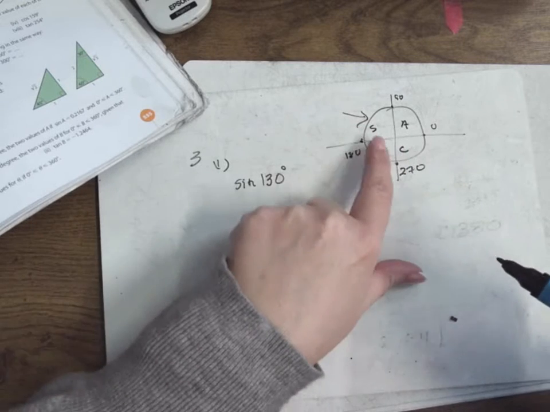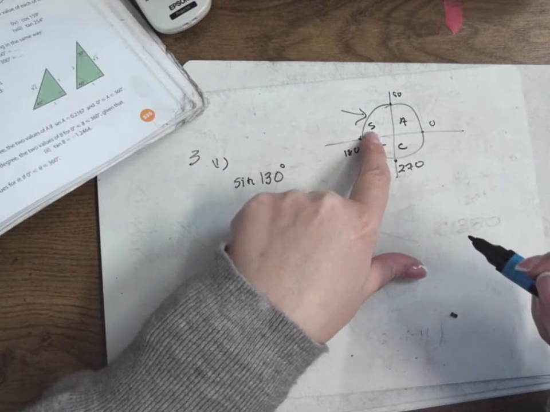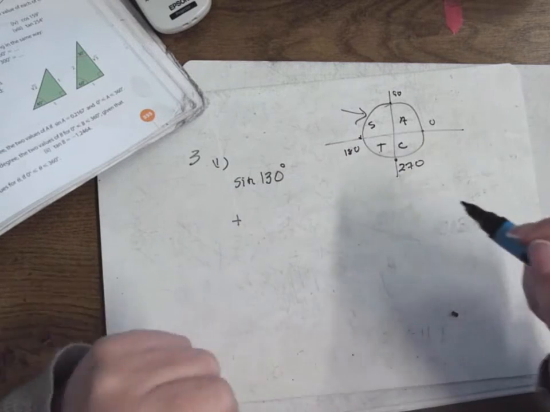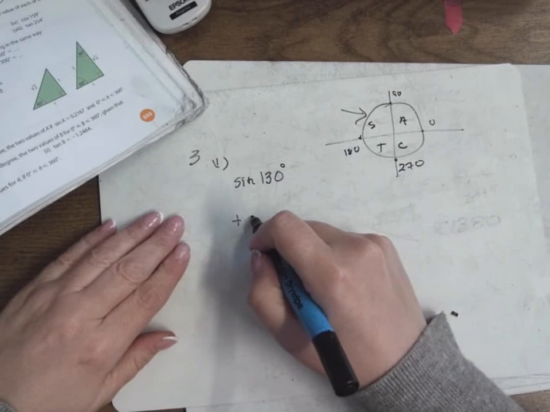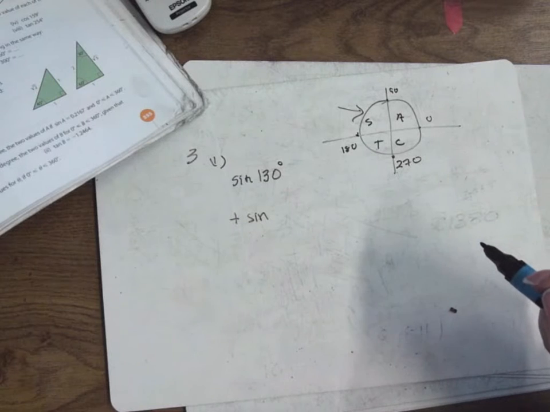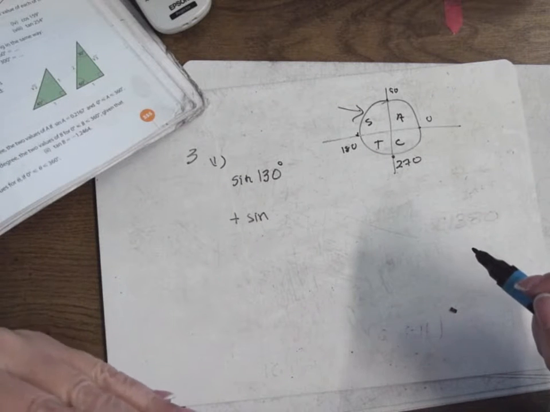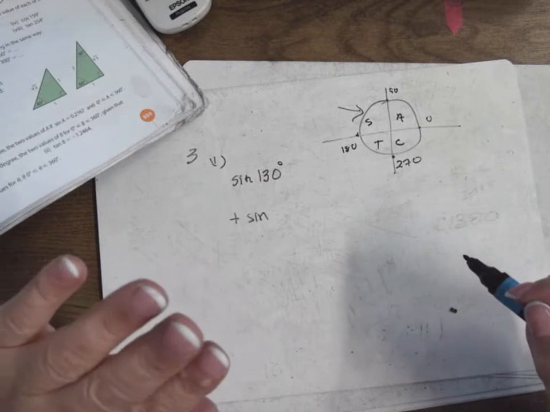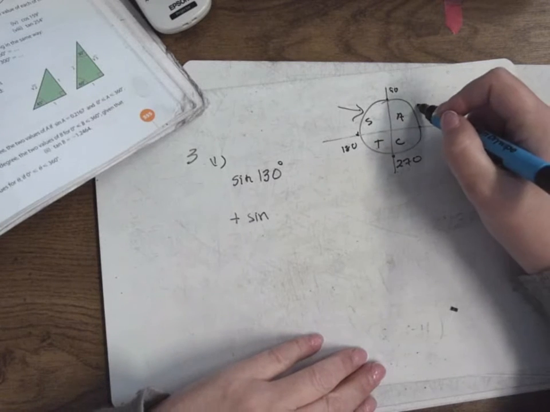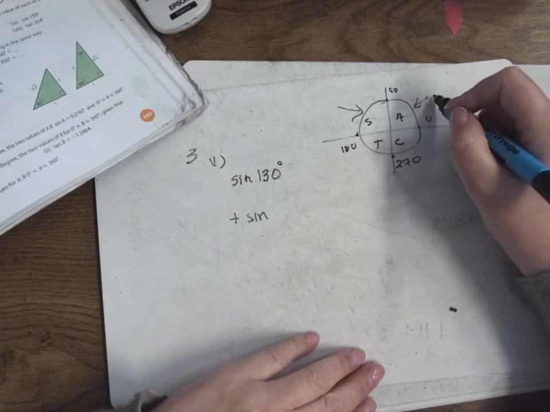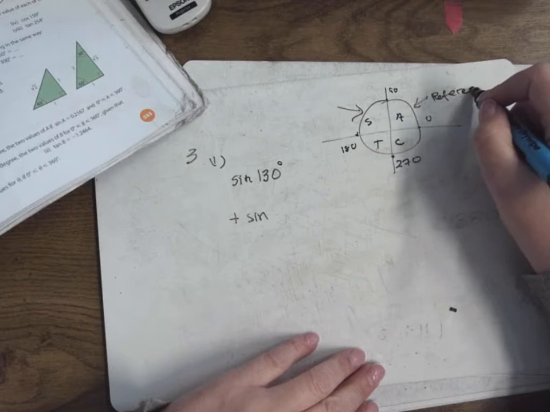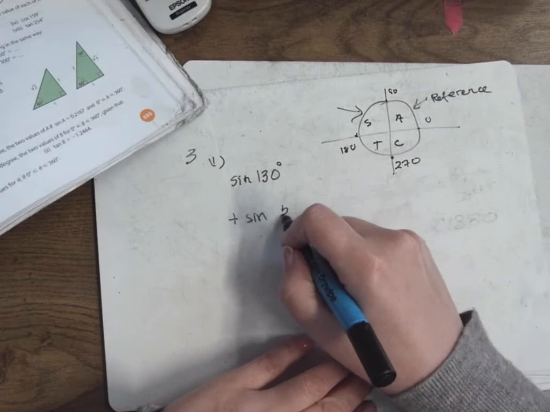It's going to be positive, because all the signs are positive, that's what the S stands for. So it's definitely going to be a plus sign, and then it's going to be sine of the reference angle. The reference angle is either 180 take away 130, or 130 take away 180, or 360 take away 130, whichever gives you an angle in here. The reference angles are always in here. So 50. Your answer is plus sine of 50.